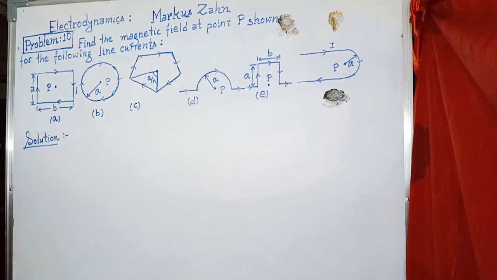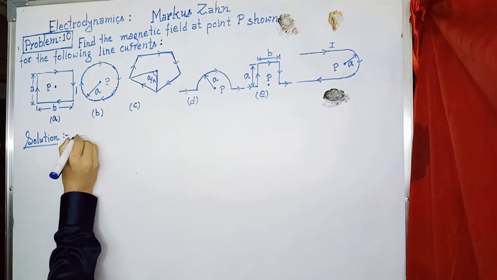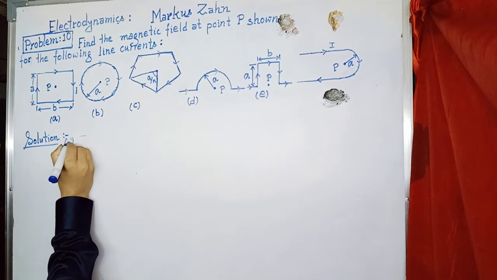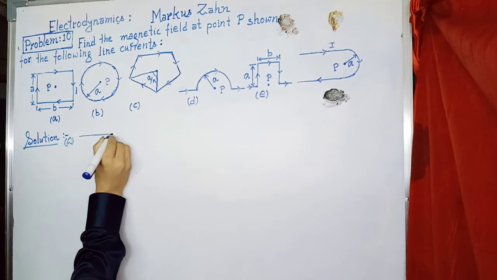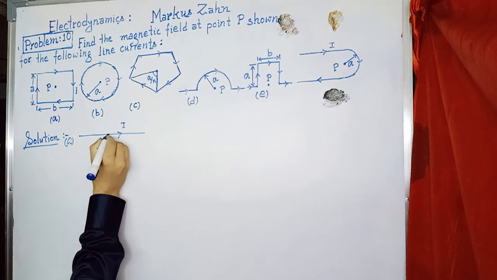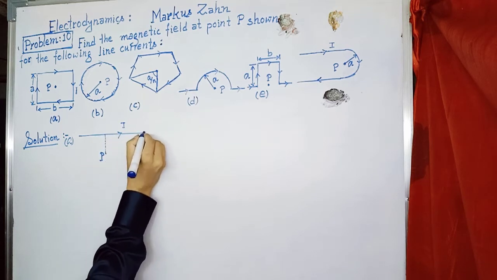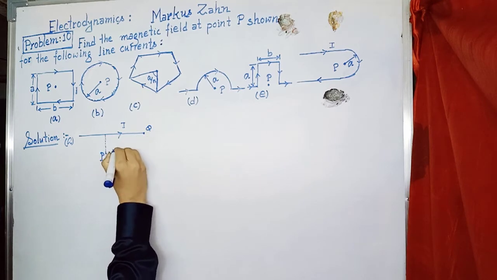In part A it is given that it is a rectangular loop of dimensions A and B, which is carrying a current I. For solving this question, first we will consider a line segment, a straight conductor which is carrying a current I, and we will consider a point P and a point Q, and we will join these points P and Q.